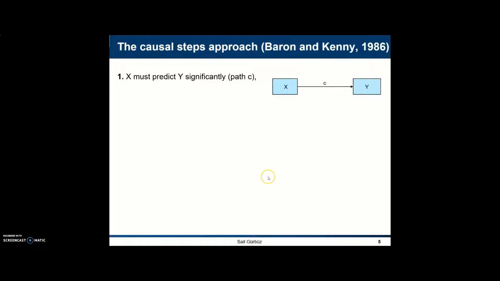Okay, let's go ahead and first of all try to understand the causal steps approach quickly. According to this approach, in order to decide that there is a mediational effect in a model, we have to check certain steps and make sure that these conditions are met. The first one is that X must predict the Y variable significantly, which is path C. The second condition is that X, the independent variable, must predict the mediator, which is path A.